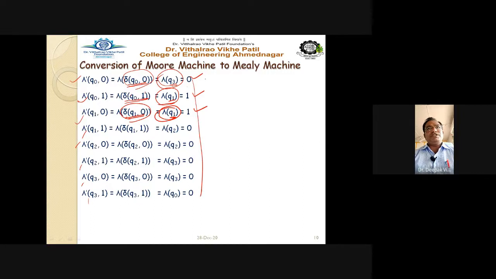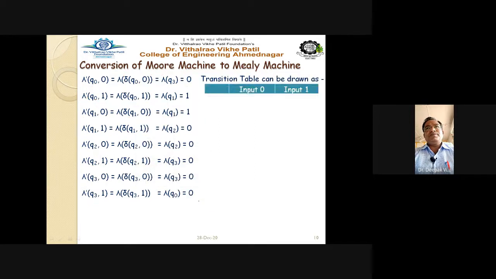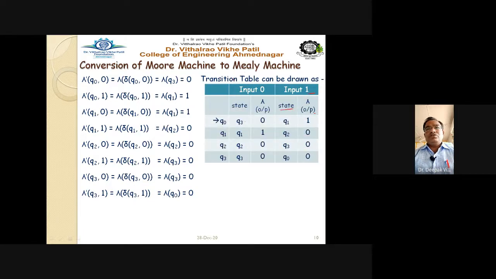Remember here, how many states are there? q0, q1, q2, q3 are the states, and the input symbols are 0, 1. So there must be 4 into 2, that is 8 transitions possible. Getting this point? Once you find out the output for all these transitions, you can write down the transition table. See here how the transition table for the Mealy machine is written. On input 0 you have state and output, on input 1 also we have the state and output. As per our method, this is the same as in the given Moore machine.